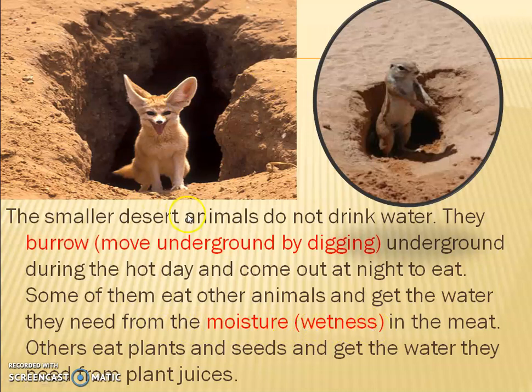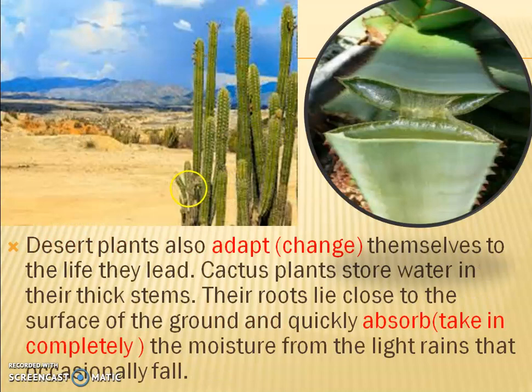So some of the animals eat other animals so that they get the moisture from the meat. Others eat plants and seeds and get the water they need from the plant juices. So some of the other animals are eating plants and trees. From that they are getting some water content.